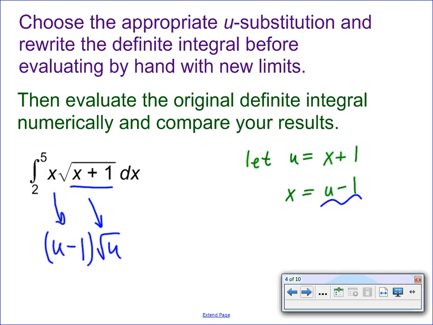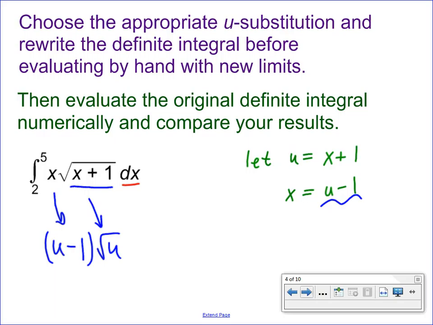What do you mean new limits? Well, if I'm integrating with respect to x in this first integral, what kind of values are these numbers? They're x values. I've now rewritten my integrand function with u's in it. And so when I integrate this with respect to u, I need to have u values here. The limits are no longer 2 to 5.